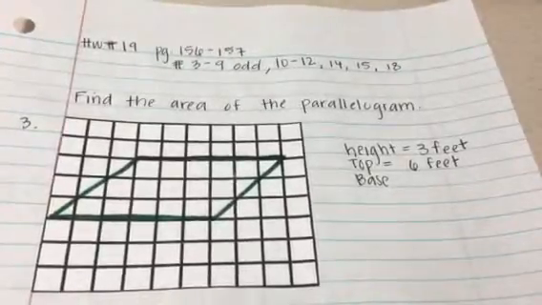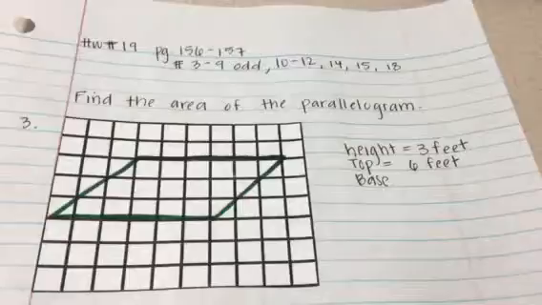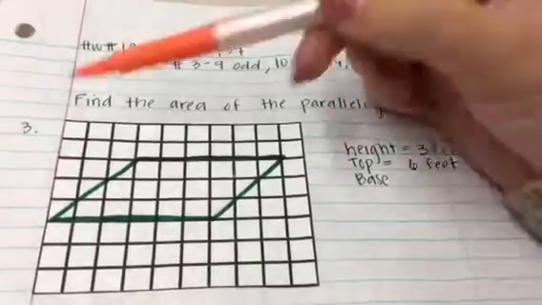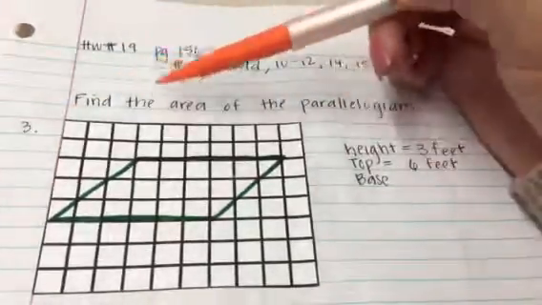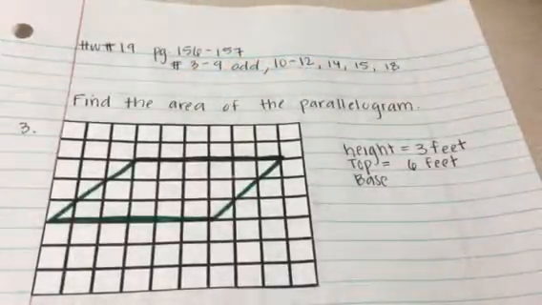So this is homework number 19, and it's page 156 through 157, numbers 3 to 9 odd, 10 through 12, 14, 15, and 18. And it's dealing with area and parallelograms. So number 3 reads, find the area of the parallelogram.